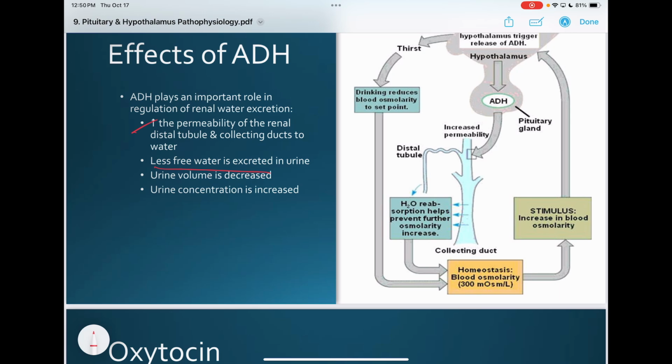Because the amount of water going into the urine decreases, the concentration goes up. Less water, more solutes in the urine, osmolarity goes up. What happens to your blood osmolarity? Goes down. Because we're adding water to our blood, it's going to dilute it out, osmolarity drops. Therefore, once osmolarity goes back to its normal range, the stimulus shuts off and ADH stops secreting. And that's the feedback for ADH.